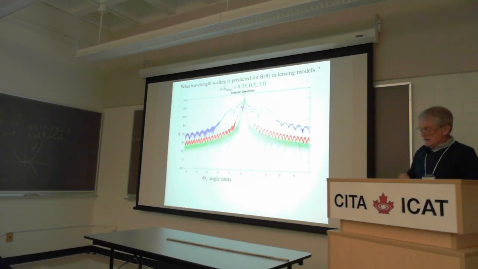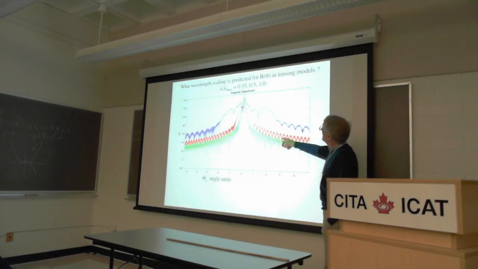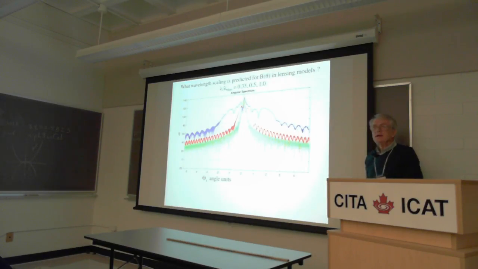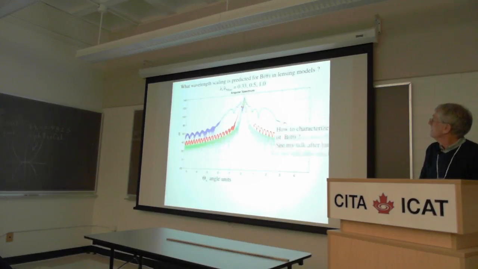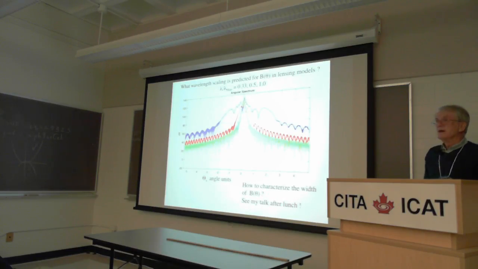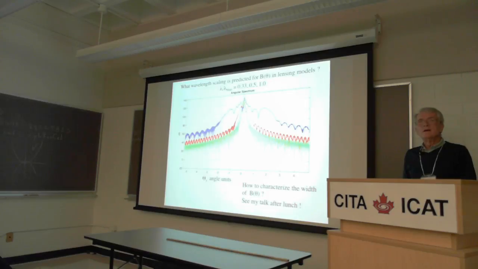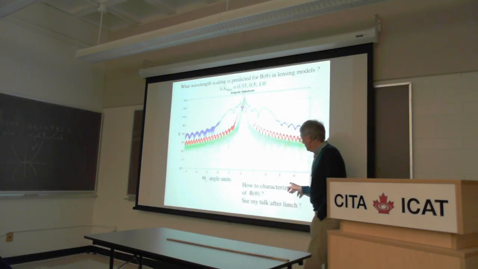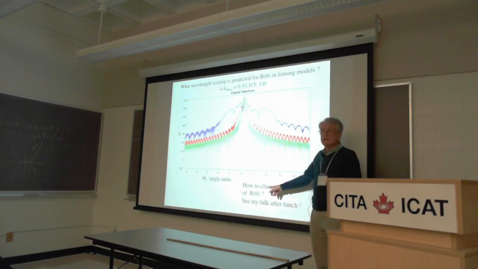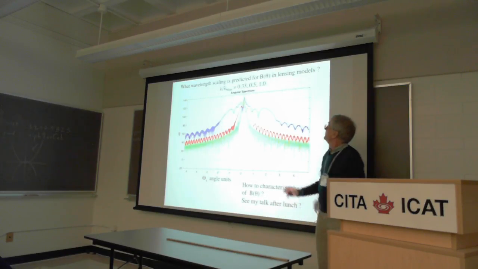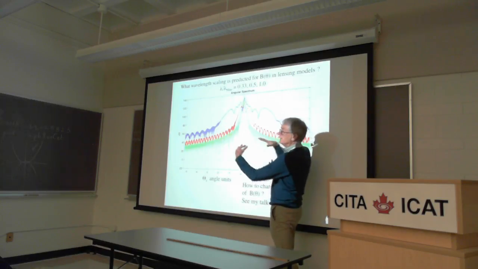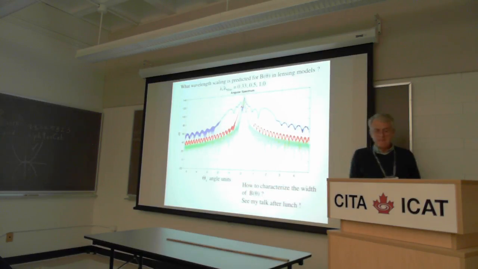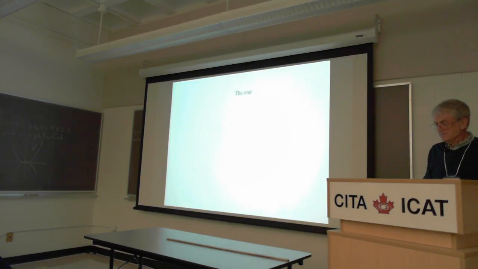So I've coded that, and these are the angular distributions. Now, how on earth do you characterize the width of that thing? I've got to characterize it and see how it changes with wavelength. But the real problem is that it changes shape. These are not simply expanded versions. And that thereby sort of hangs a tail. So I think I'll end at that point.